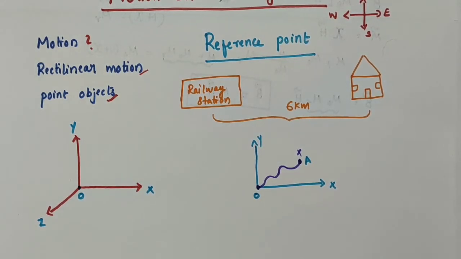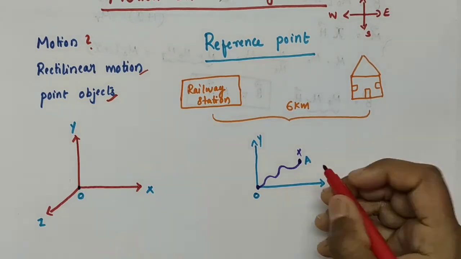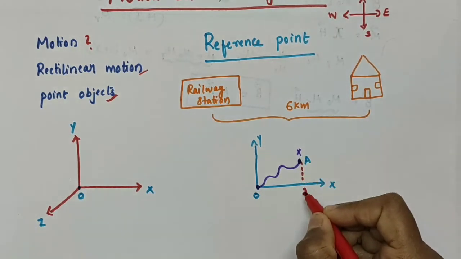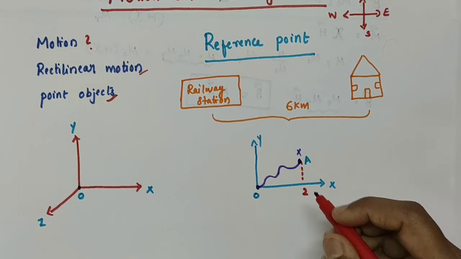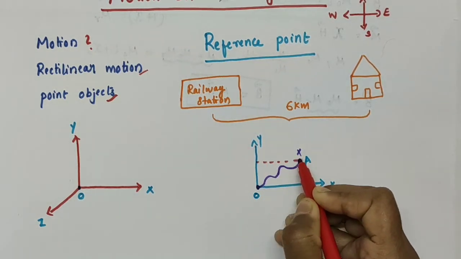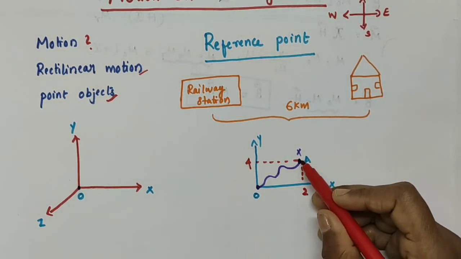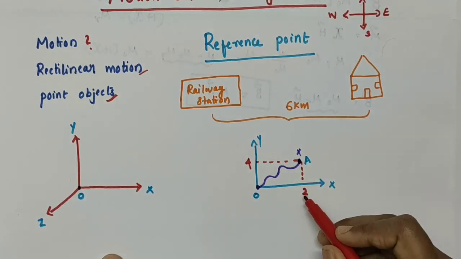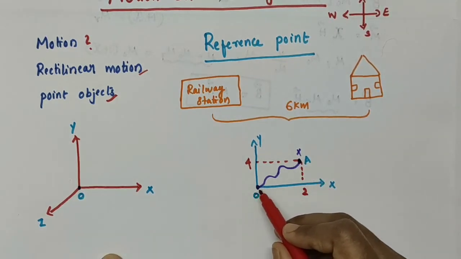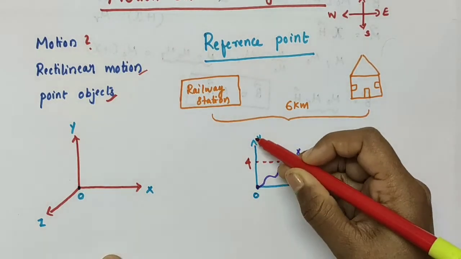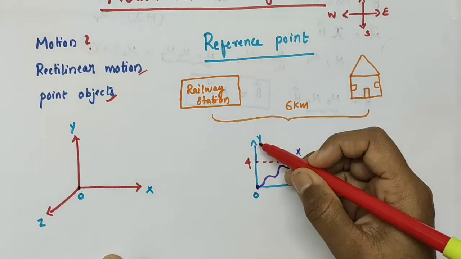Now let the x value corresponding to this point A be 2, and the y value corresponding to this point, let it be 4. That is, the position of the ant is 2 units away from the origin along the x-axis and 4 units away from the origin along the y-axis.